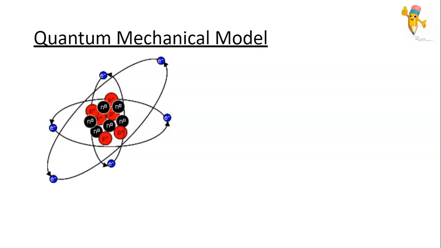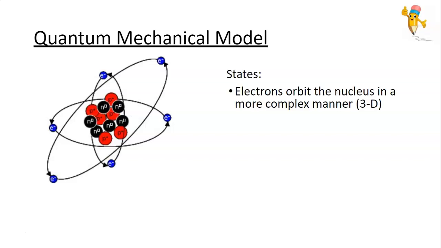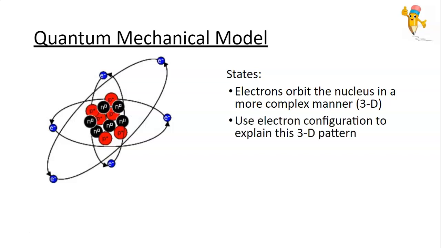In the quantum mechanical model, which is the other model we're going to look at, the modern one, the one that almost all scientists look at today, it states that electrons orbit in a complex manner. They're kind of spinning in a 3D manner around the nucleus. Electron configuration is used to explain this 3D pattern. We're going to take a look at electron configuration more in depth.